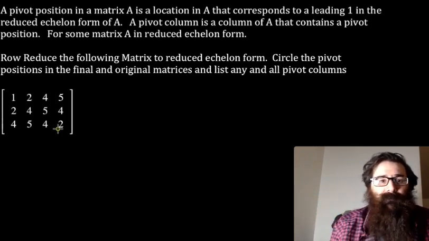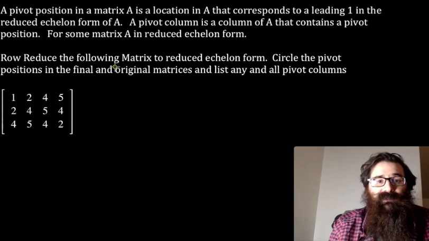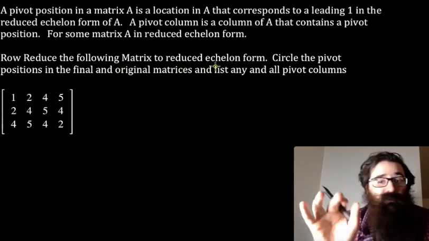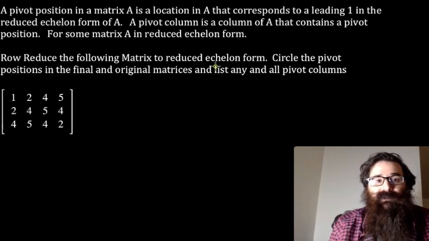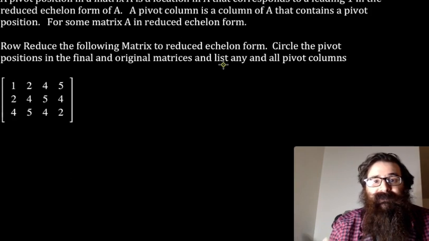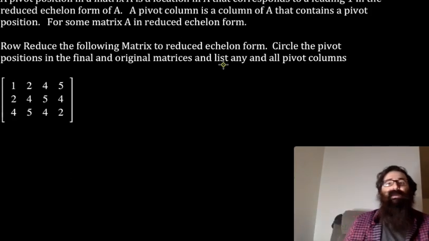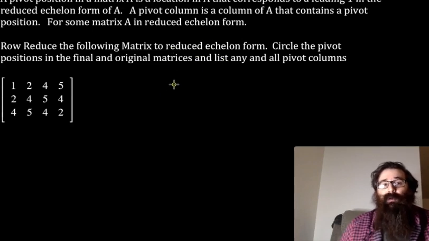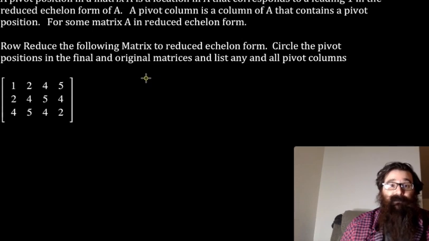So what we're going to do is take this matrix, just a normal regular matrix, think of it like a coefficient matrix. We're going to row reduce so that we can get it into a reduced echelon form. So we're going to do the full reduction, and then we're going to circle the pivot positions in the final and original matrices and list any and all pivot columns. Now we might be able to answer part of the questions without going to a fully reduced row echelon form, but we're going to go for the full reduction here. For good practice, we're going to want to get into that mindset.